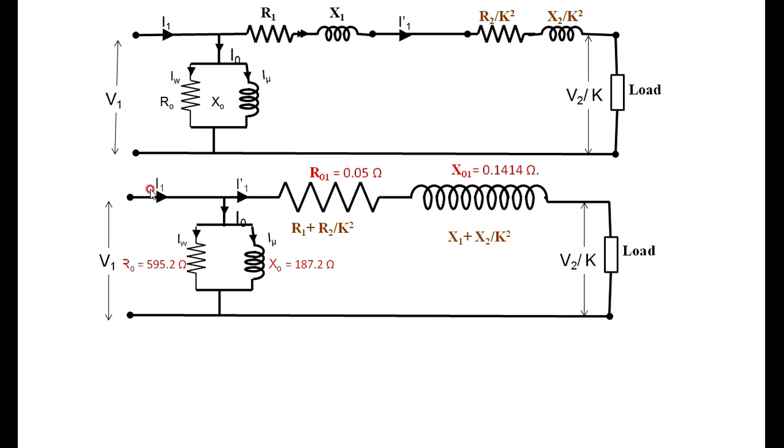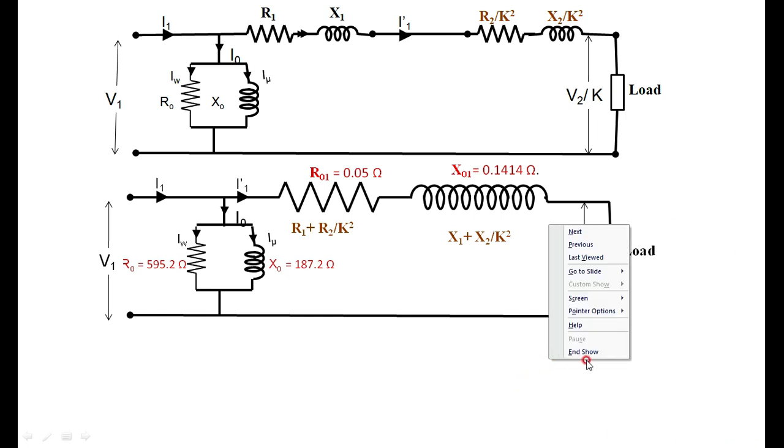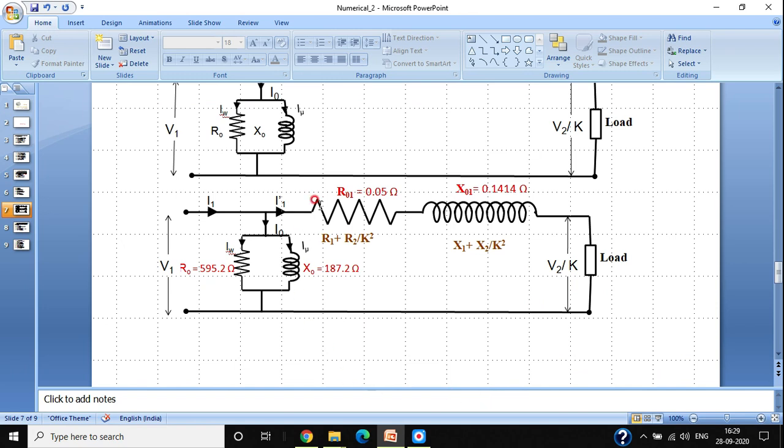I2 is equal to the value of the current which is referred to the secondary side. This is how you have to draw the equivalent circuit diagram referred to the primary and secondary side from the data given by the OC and SC tests.